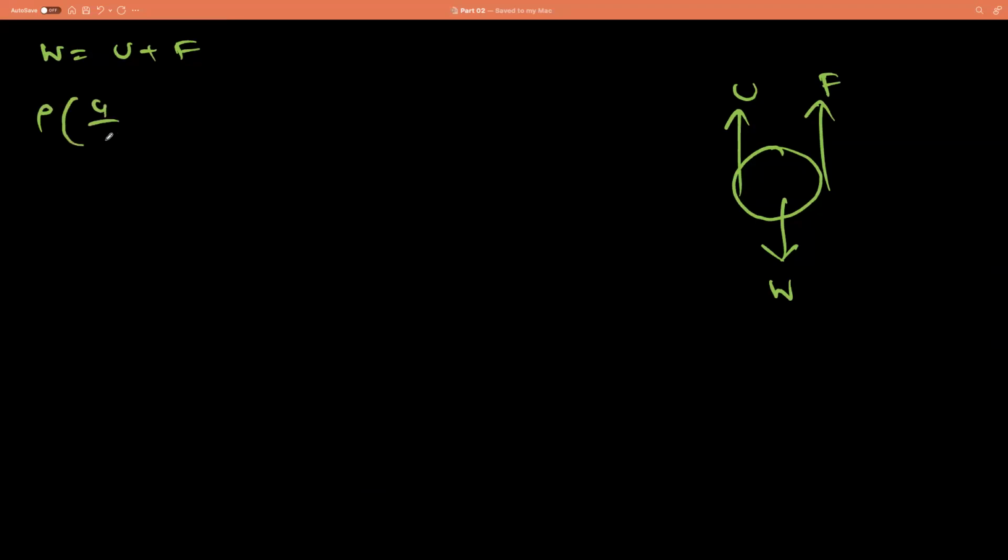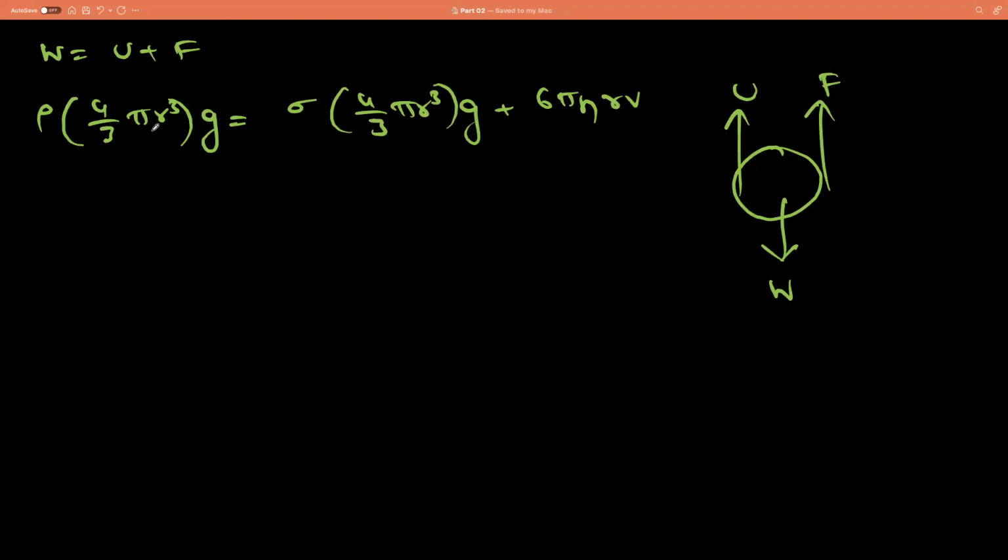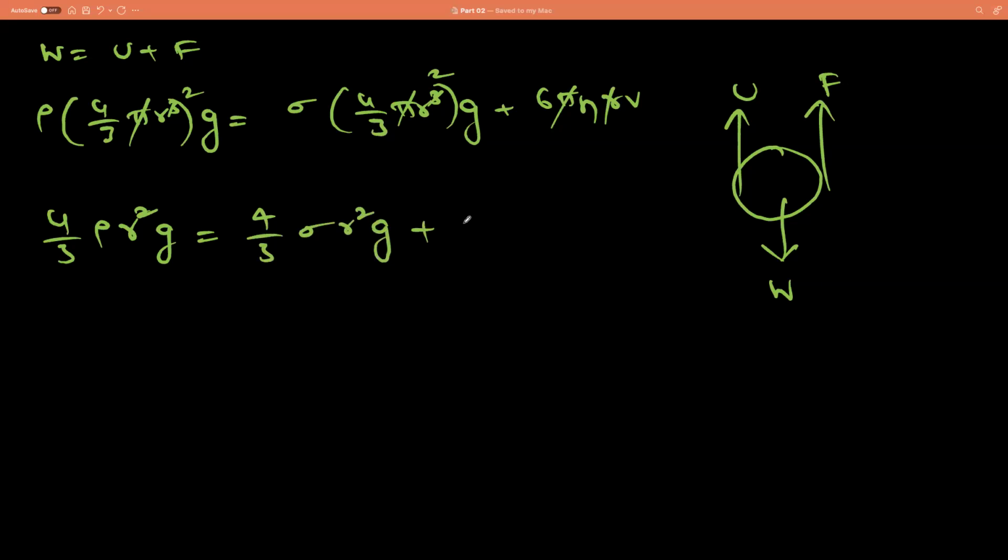So rho into 4 by 3 pi r cube into g is equal to upthrust, which is sigma into 4 by 3 pi r cube into g, plus 6 pi eta r into v. So pi is gone, r is gone. So 4 by 3 rho r square into g will be equal to 4 by 3 sigma r square into g plus 6 eta into v.